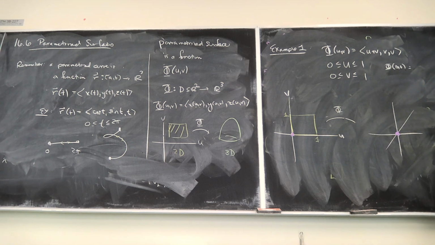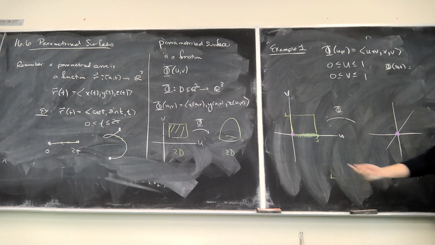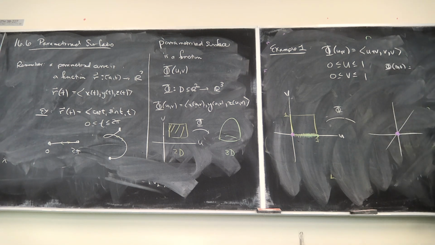As I trace along this line segment right here, what all of those points have in common is that v is equal to 0. So that particular line segment corresponds to Phi of u, 0, which is (u, 0, 0). That point starts when u is equal to 0 at the point 0, 0, 0, and it ends when u is equal to 1 at the point 1, 0, 0. So as I travel that green line, I run from 0, 0, 0 to 1, 0, 0. So that green line corresponds to that little piece of the x-axis in R3.